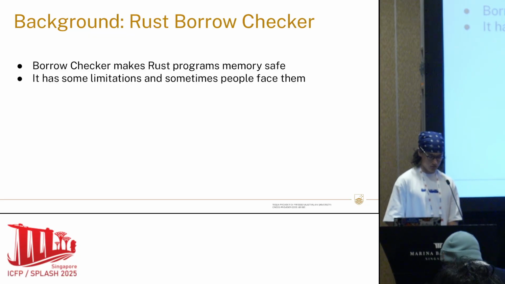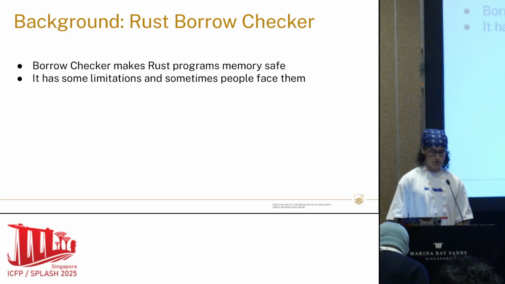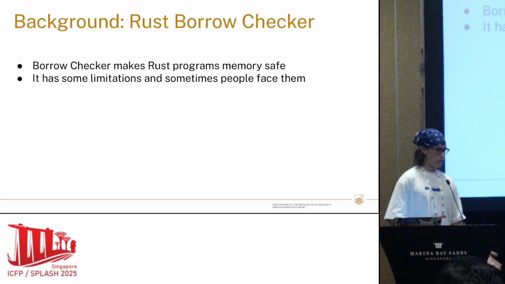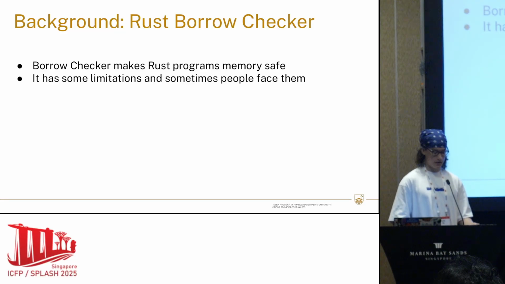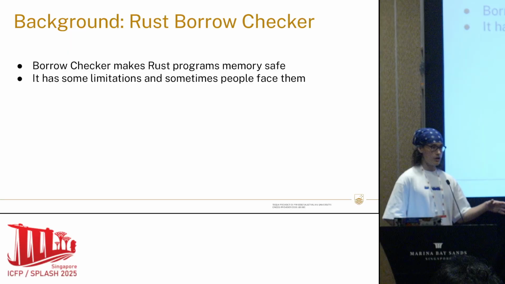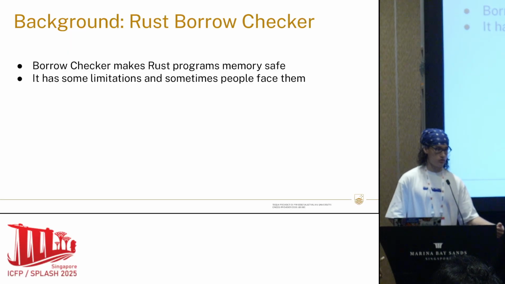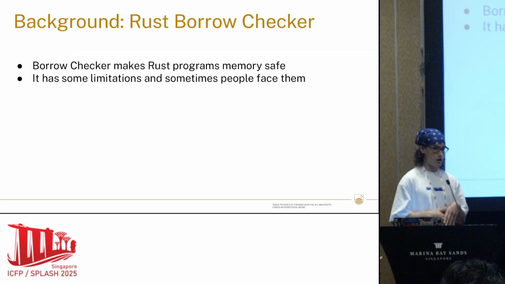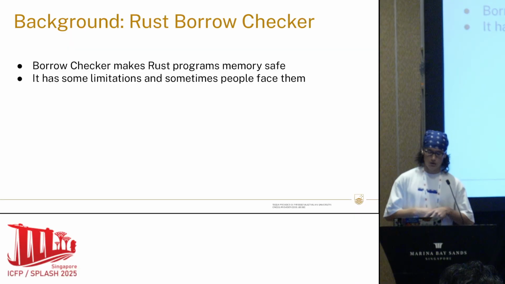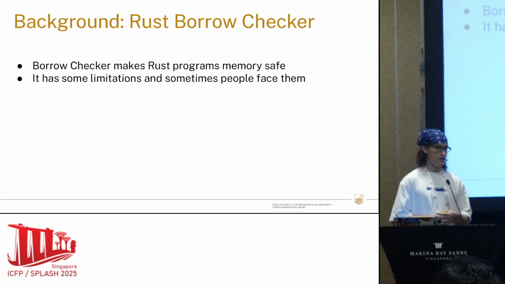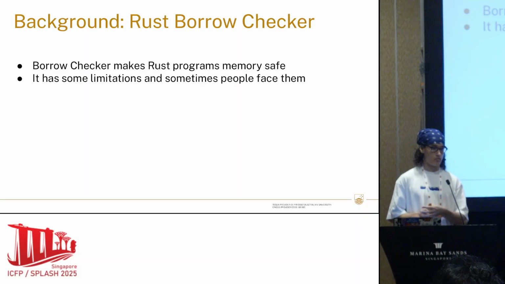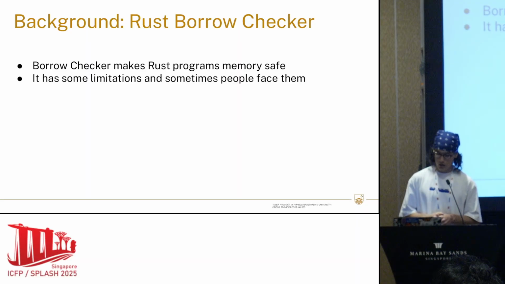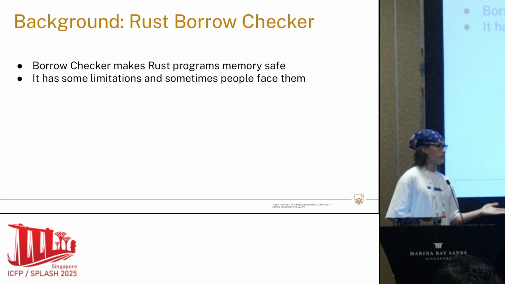Yes, so just a very tiny bit about the Rust borrow checker. Rust is a programming language. It doesn't have a garbage collection, so it needs some kind of mechanism that statically ensures that memory is freed at the necessary point of time, that the aliases are controlled. So the borrow checker is a static analysis phase that does that, basically. And of course, it has some limitations, and sometimes people face them.